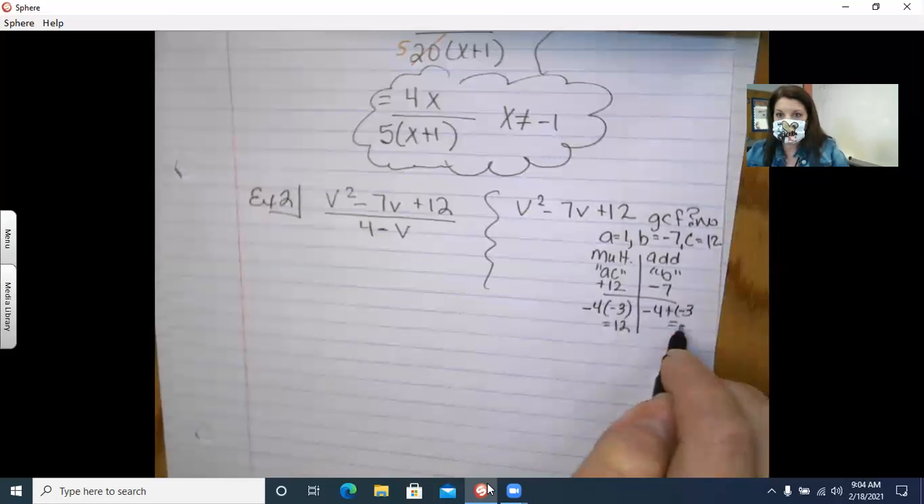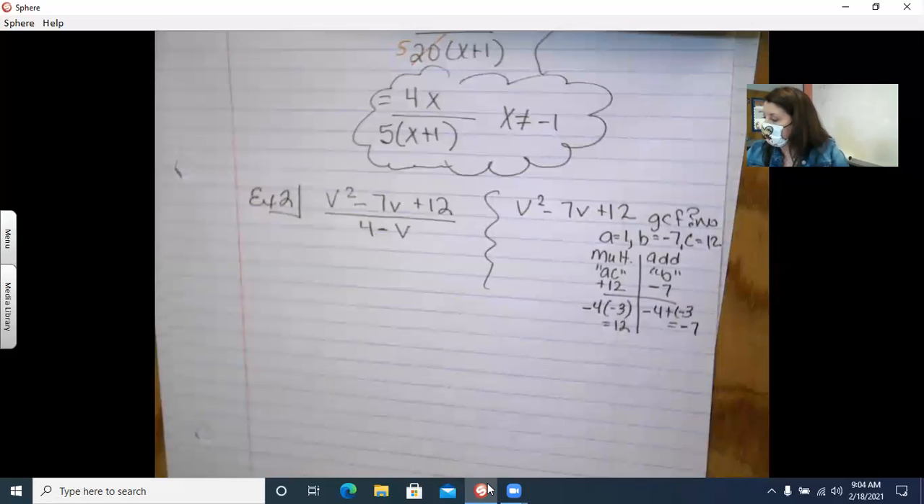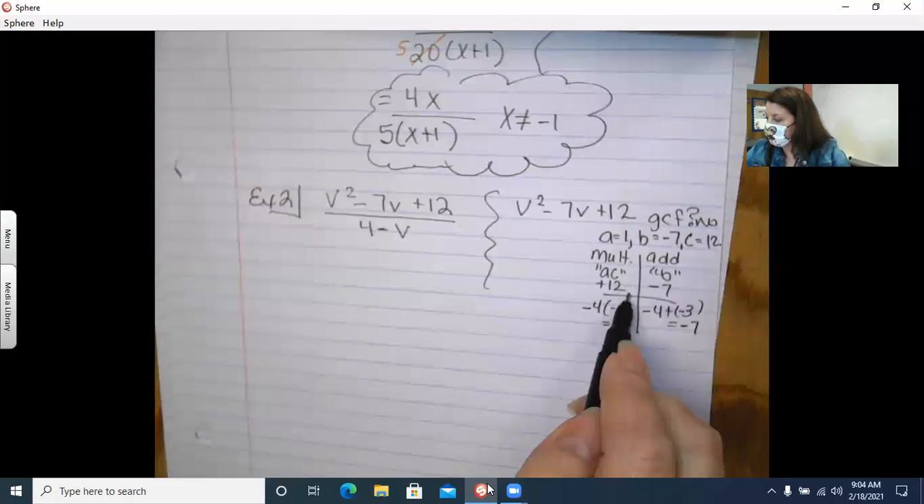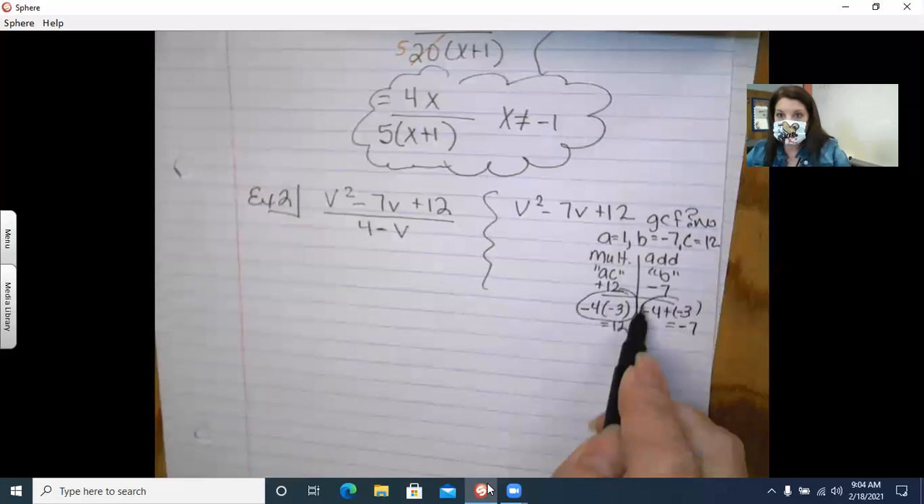Boom. Now, again, a lot of y'all accidentally, in your parentheses, you'll put a 12 and a negative 7. That's not the numbers you pick. You use the numbers that multiplied on the left and added on the right. They're the same 2 numbers on both sides, so be careful about that.